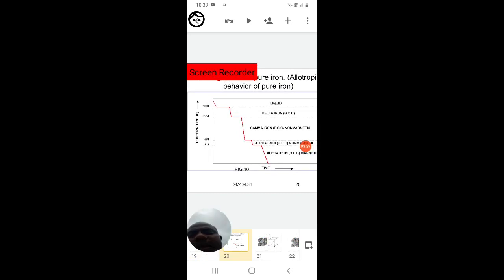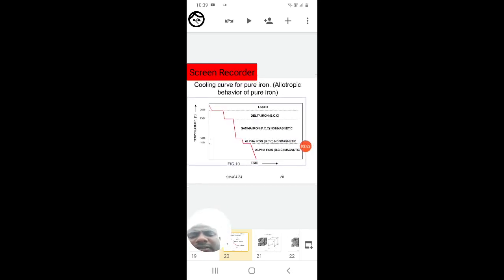Above 1538 degrees centigrade, which is 2800 degrees Fahrenheit, iron is in the liquid form. This is a reversible process, cooling or heating. So we will cool the iron. Between 2800 Fahrenheit and 2554 Fahrenheit, the type of iron is called delta iron.